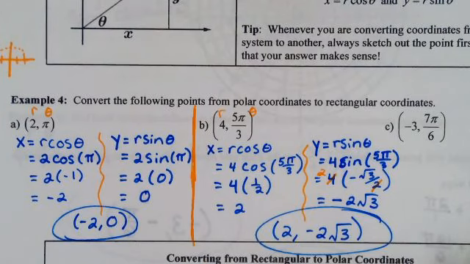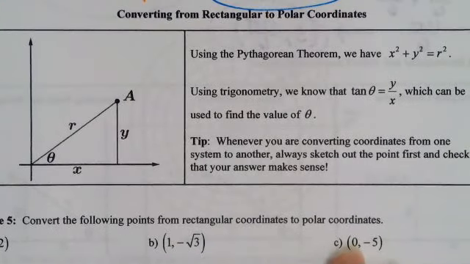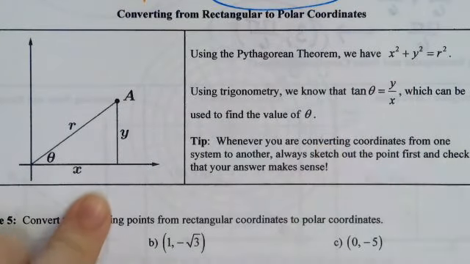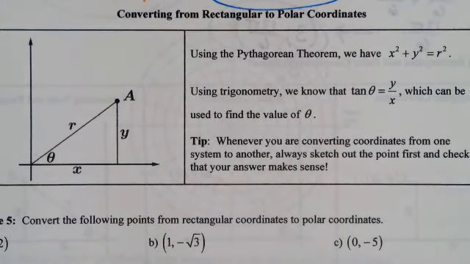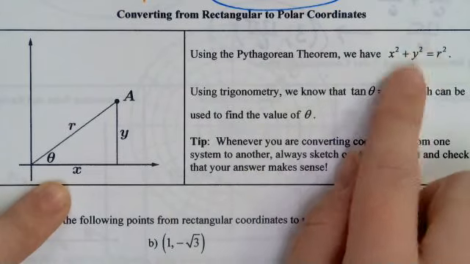Ta-da! All right, so that's that one. Now let's talk about going the opposite way, from rectangular to polar. From rectangular to polar, we are going to end up using our Pythagorean theorem. It's just easier this way than trying to force those other relationships to go backwards. So it's going to be easier to go this direction, and use your Pythagorean theorem.